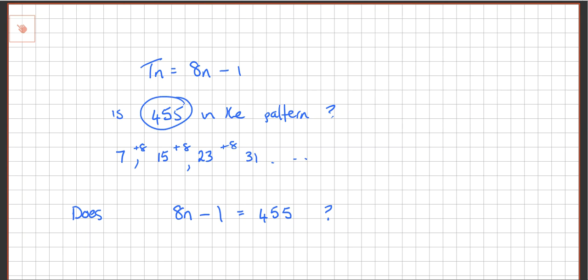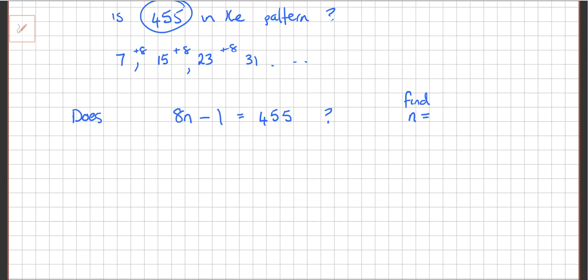And if we solve that, what do we know about n? We need to find n. And once we've found n, if it is in the pattern, what do we know about n, Ryan? n will be the term that is 455. And so n has to be a whole number. n would have to be a whole number. If you find a decimal, it's not in it, right? So you can always figure out what n will be, but whether it's a decimal or a whole number or not. So let's just check.